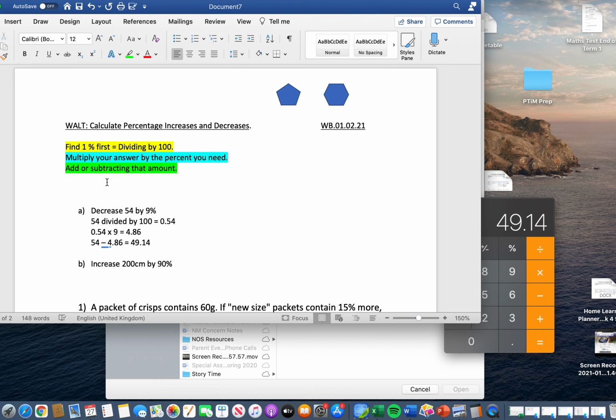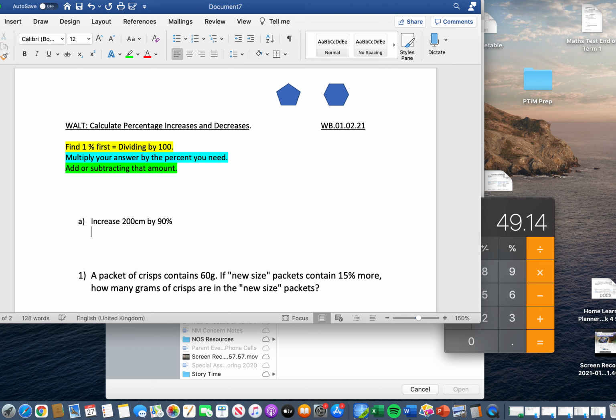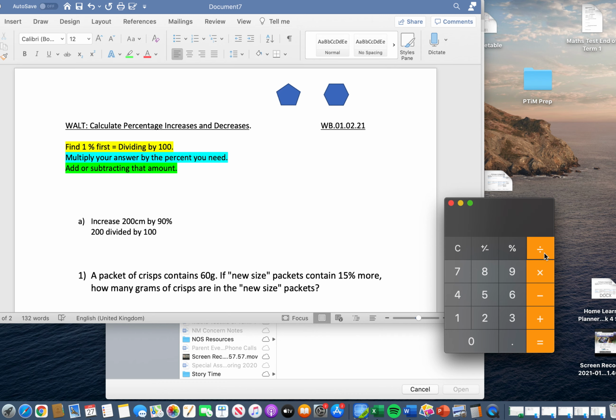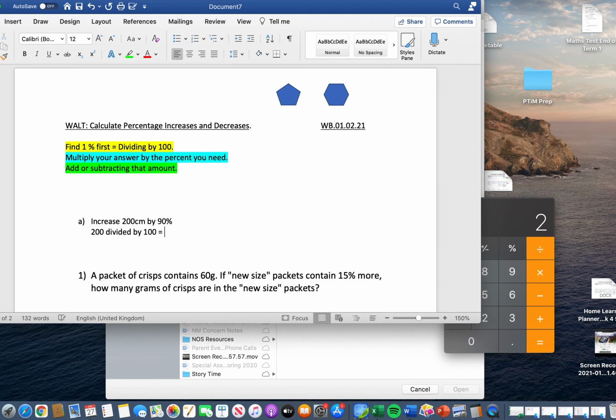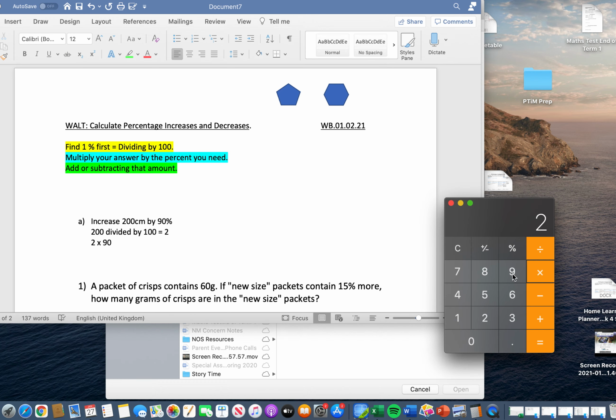The last one again. It says increase 200 centimeters by 90%. First of all, we need to find 1% of 200. So 200 divided by 100. And if you're very confident in your place value, you know your answer is surely going to be 2, I hope. There we go, 2. And then now I know that 1% of 200 is 2. I need to find what 90% is. 2 multiplied by 90. Again, you should be able to do that in your head. 180.